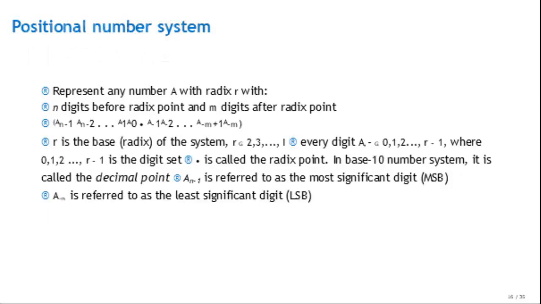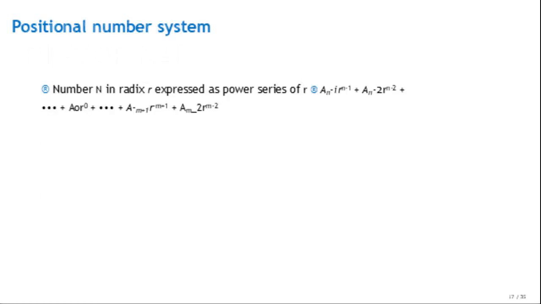For example, A_{n-1} * r^{n-1} + A_{n-2} * r^{n-2}, and so on, until A_{-m} * r^{-m}. This formula helps in breaking down the number into its components. In digital electronics, we often use binary, octal, and hexadecimal systems for convenience. Each system has its own base and digit set.